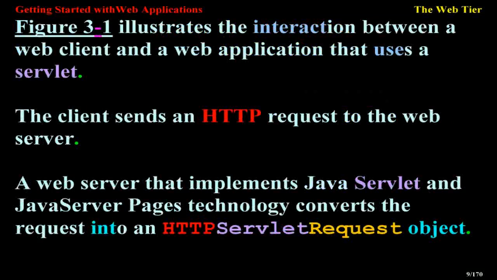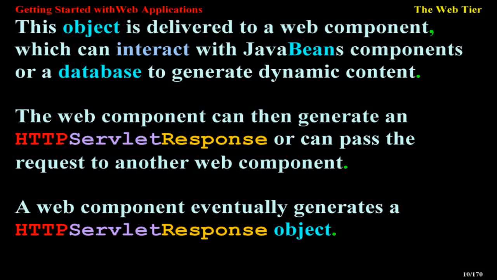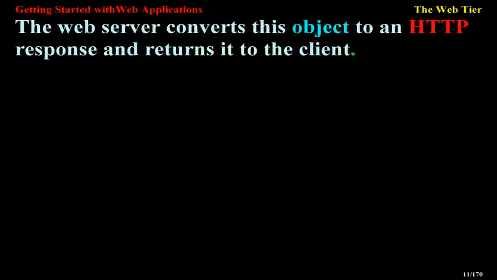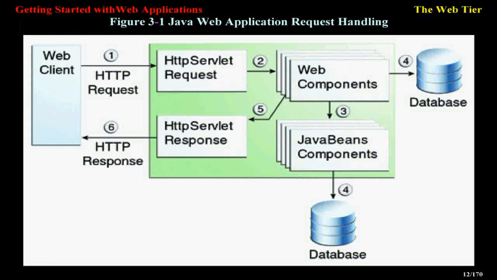Figure 3-1 illustrates the interaction between a web client and a web application that uses a servlet. The client sends an HTTP request to the web server. A web server that implements Java Servlet and Java Server Pages technology converts the request into an HTTP servlet request object. This object is delivered to a web component, which can interact with JavaBeans components or a database to generate dynamic content. The web component can then generate an HTTP servlet response or can pass the request to another web component. A web component eventually generates an HTTP servlet response object. The web server converts this object to an HTTP response and returns it to the client. Figure 3-1 Java Web Application Request Handling.